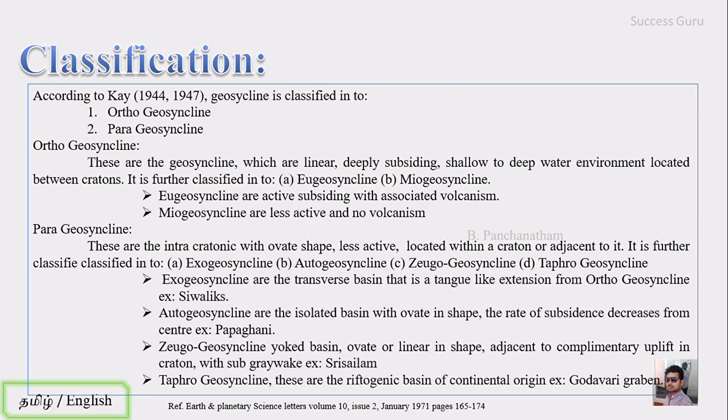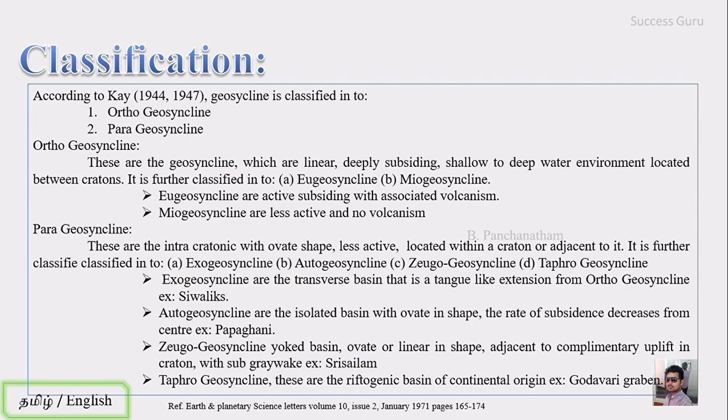The first one is the exogeosyncline. It is the transverse basin, that is a tongue-like extension from orthogeosyncline. So it is an extension of a margin of craton towards the interior, right? And the best example is the Siwaliks in India, right? And the second one is the autogeosyncline, that are the isolated basins with ovate shape. The rate of the subsidence decreases from the center. So it is somewhat near a saucer shape, right? So such a type of geosyncline which is having more thickness at the center is called an autogeosyncline. And the best example is the Papaghni series.